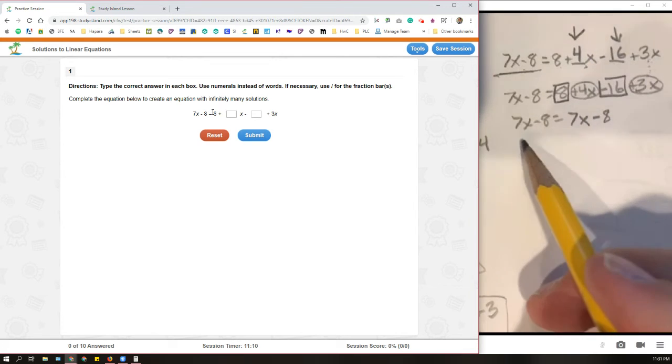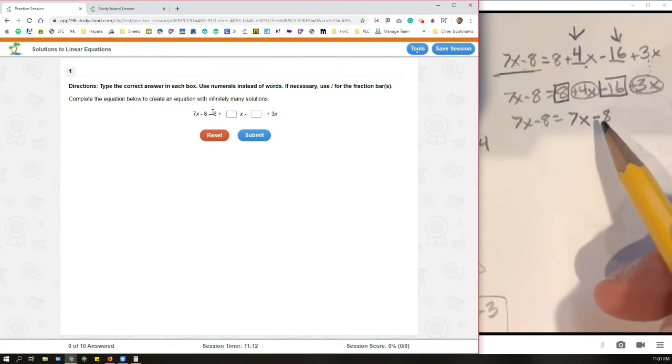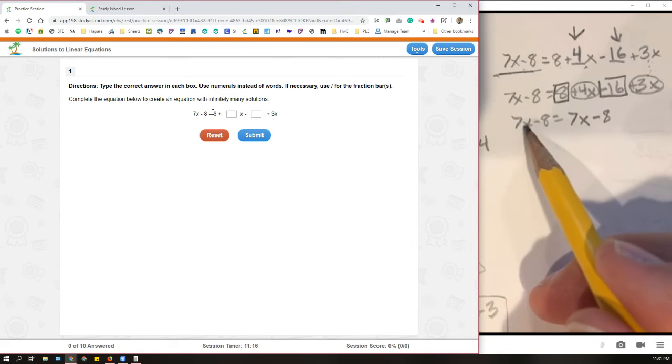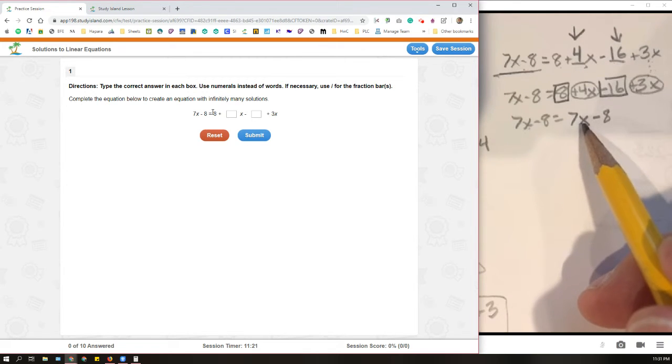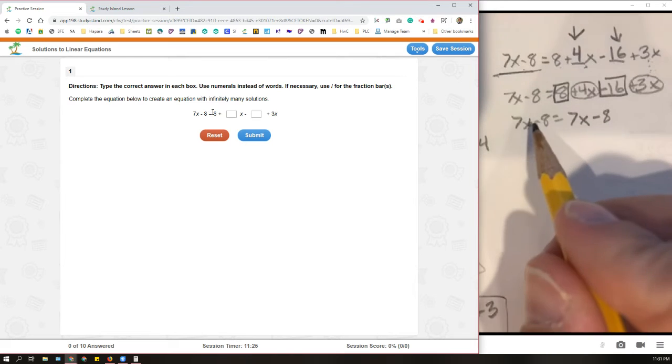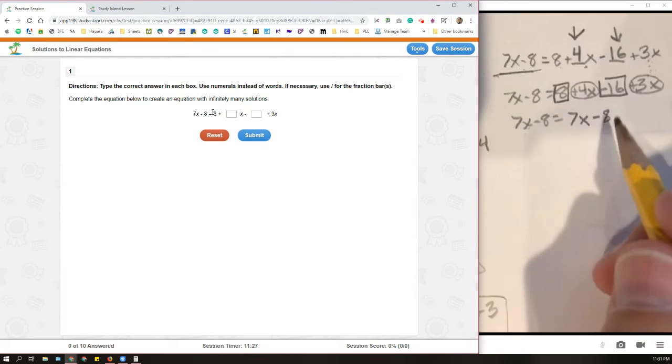And now what's on the left side is exactly the same as what's on the right side. These 7x's cancel each other out. Whatever I plug in for x, this 7x is going to be the same as this 7x. And what's left besides that is negative 8 on both sides. So no matter what I plug in for x, these two will be equal.